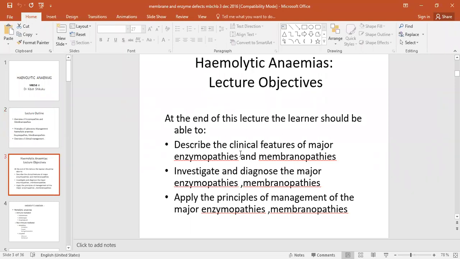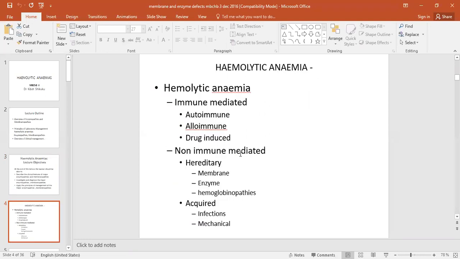My hope at the end of this lecture is that you should be able to describe aspects associated with enzymopathies and membranopathies, or some clinical components that could potentially make you think of an enzymopathy or a membranopathy. You should also be able to investigate and diagnose, and then see how to possibly manage some of the patients.